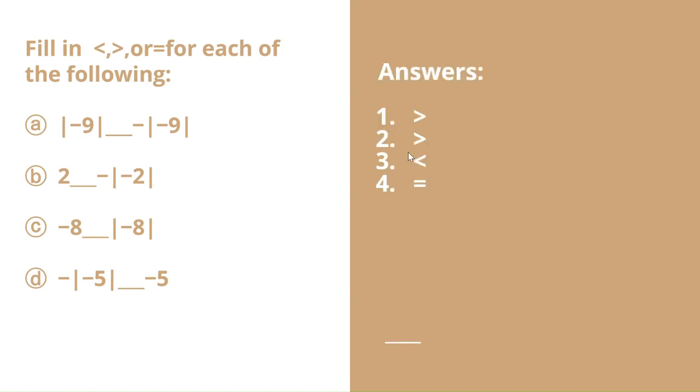Okay, the first one is greater than, so we know that the absolute value of negative 9 is greater than the negative of the absolute value of negative 9. This one will be 9, and this one will be negative 9, so we know 9 is greater than negative 9. And this one will be negative 2, so 2 is greater than negative 2. This one will be 8, so negative 8 is less than 8. This one will be negative 5, and this one is negative 5, so it's equal.